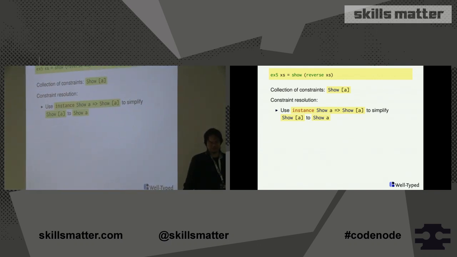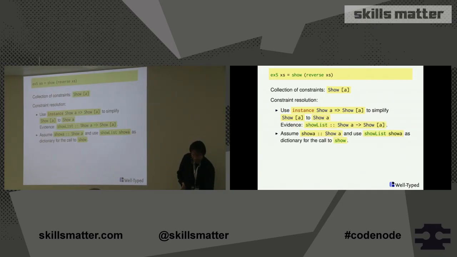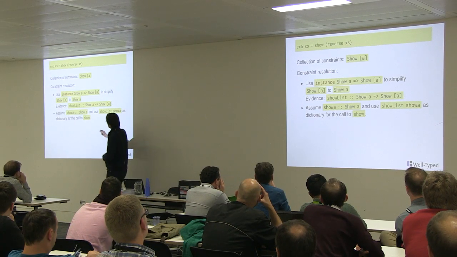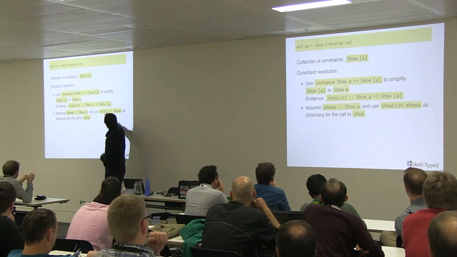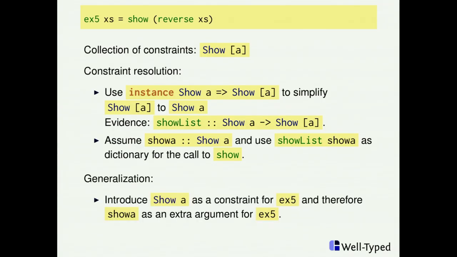But it's not enough to just simplify it. We also need to produce evidence of that simplification. And that evidence is exactly the show list function, right? And then we can't simplify the show A constraint, so we're just going to assume it, and we're going to build up the dictionary show list applied to show A for that particular call to show. And then we're going to introduce the thing that we had to assume, the show A dictionary, as an additional argument to example 5.